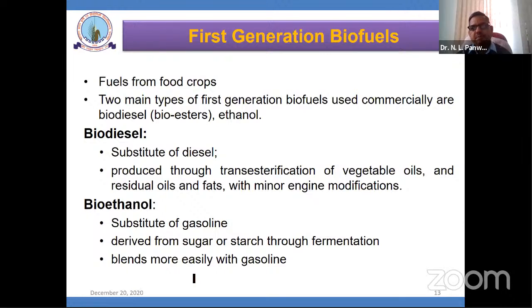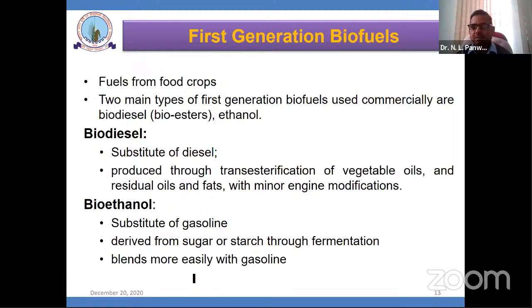Similarly to Bharat 1, Bharat 2, Bharat 3, 4, and now directly jumping to Bharat 6, we are dealing with biofuel depending on the type of crops. So very first, the first generation of biofuel. First generation fuel means producing directly from food crops. If we are producing ethanol from maize crop or other food crops, the two main types are commonly biodiesel or bioester, or ethanol, meaning producing fuel from food crop. That is first generation fuel.